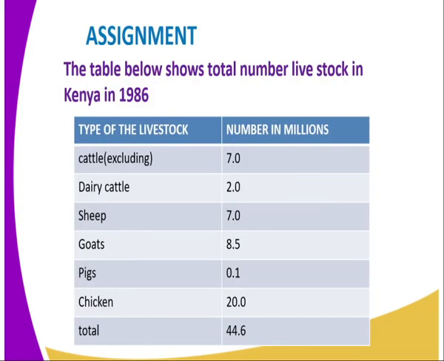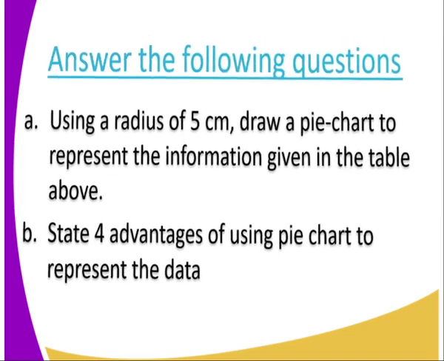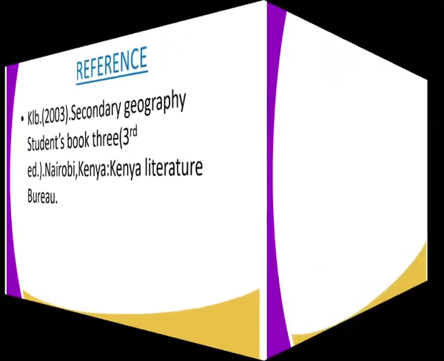Activity: that is the data you are supposed to draw the pie chart from. Using a radius of 5 centimeters, draw a pie chart to represent the information given in the table above. Then state four advantages of using the pie chart to represent data. For more information, you can get it from the KLB 2003 Secondary Geography Student Book 3, that edition.